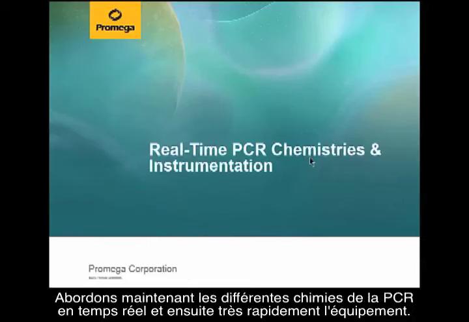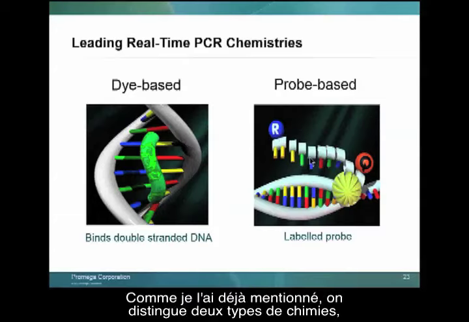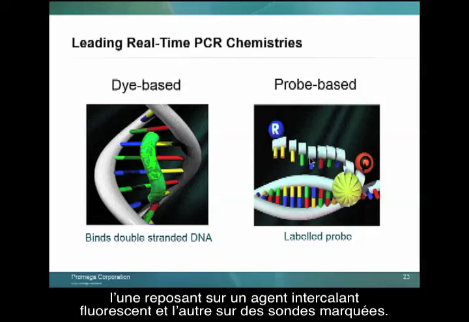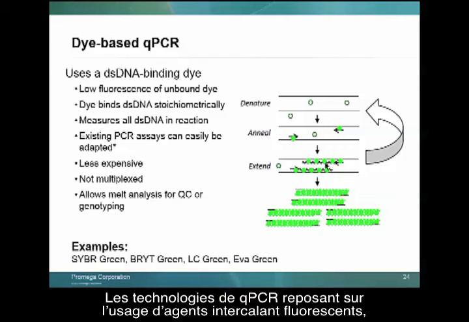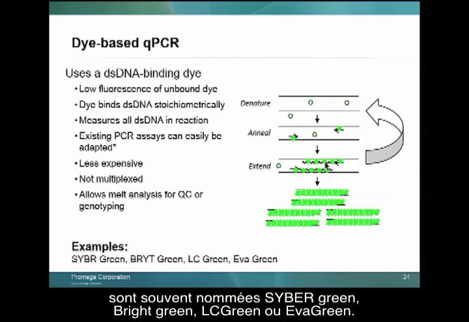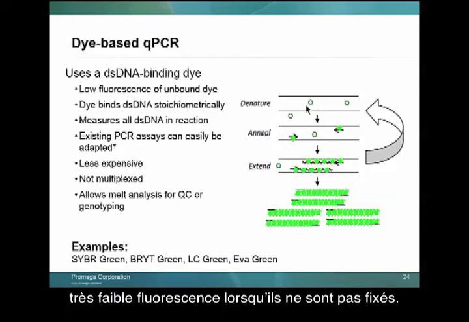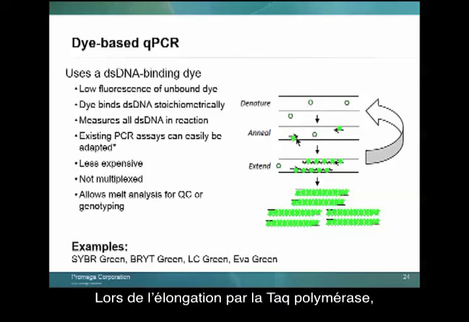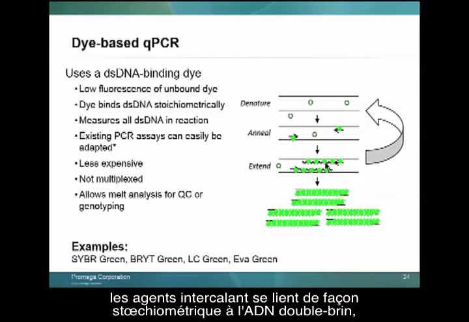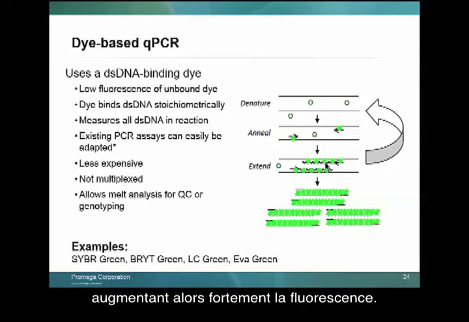So now we'll move on to talking about real-time PCR chemistries and very briefly about the instrumentation. There are, again, two main kinds of chemistries that we use, a dye-based chemistry or a probe or label-based chemistry. The dye-based qPCR technologies are technologies that you might hear of like SYBR Green, Bright Green, LC Green, or EvaGreen. These use a double-stranded DNA binding dye that has very low fluorescence when it's unbound. As the primers are allowed to anneal and extend, you get stoichiometric binding of the dye to the double-stranded DNA and a huge increase in dye fluorescence.